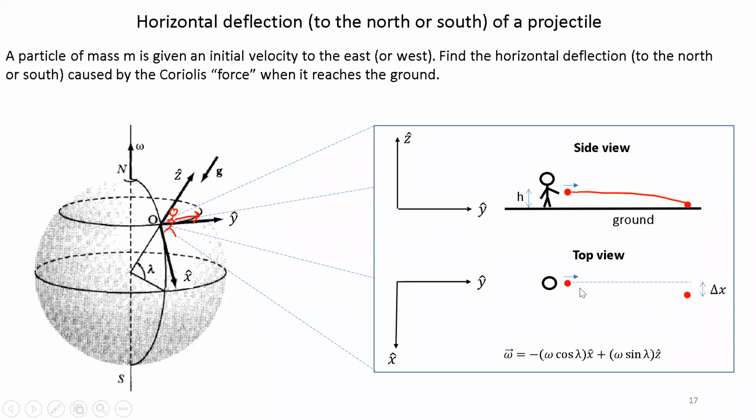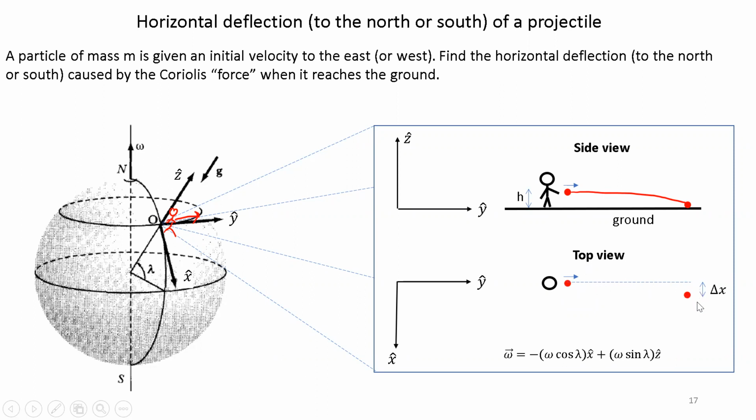If you look from the top like this, with no Coriolis effect, you're looking from the top, this is the head of the person, so you just go along this line. With the Coriolis effect, the trajectory is bent like this.